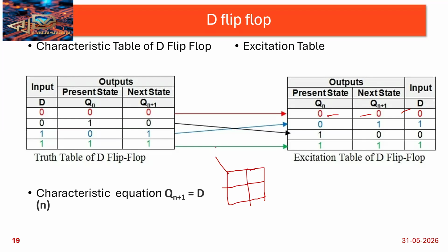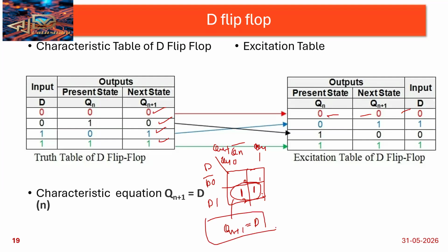So this is Qn plus 1, with D and Qn as inputs. This is 0 and this is 1, this is 0, this is 1, cells 0 1 2 3. Where are we getting the ones here? 0 case 0, 1 case 0, and then 2 and 3. So 2 and 3 I'm getting the 1, so this will form a pair. Then Qn plus 1 equals D. This is the characteristic equation.